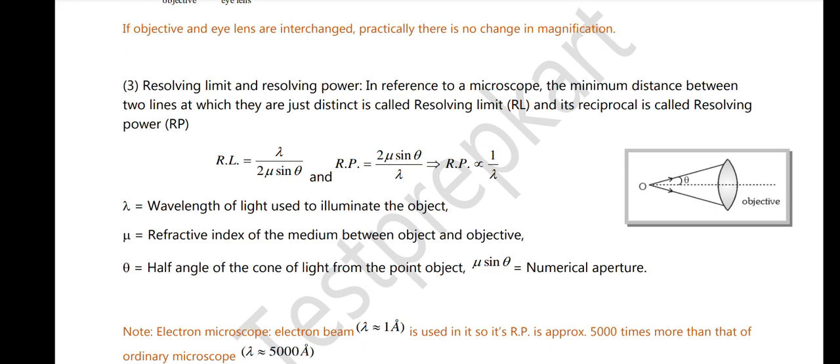In the resolving power formula, lambda is the wavelength of light used to illuminate the object. Mu is the refractive index of the medium between the object and the objective, and theta is the half angle of the cone of light from the point object.